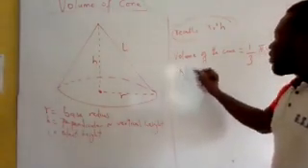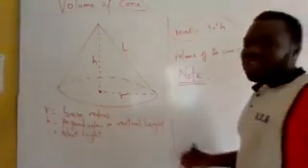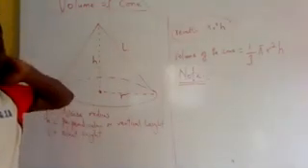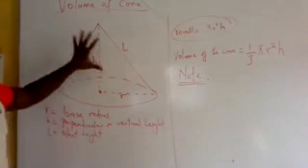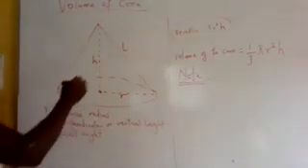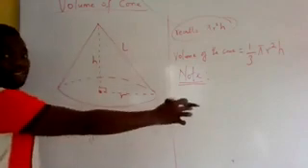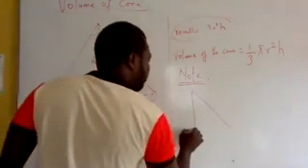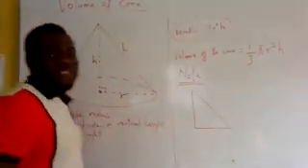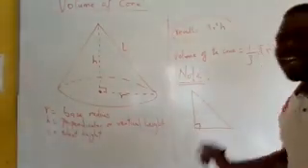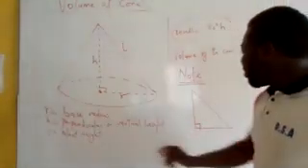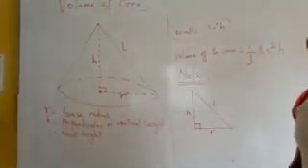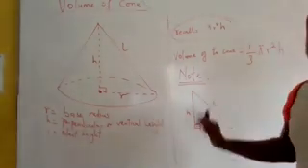Note that this side labeled L is your slant height. Are you getting me? At times, if we extrapolate it, are you following me? It means that you can actually use the formula for a right angle triangle. If you extrapolate this, this will be your H and your L, and this will be your R. So you can use your right angle triangle to get any other information you are not given.